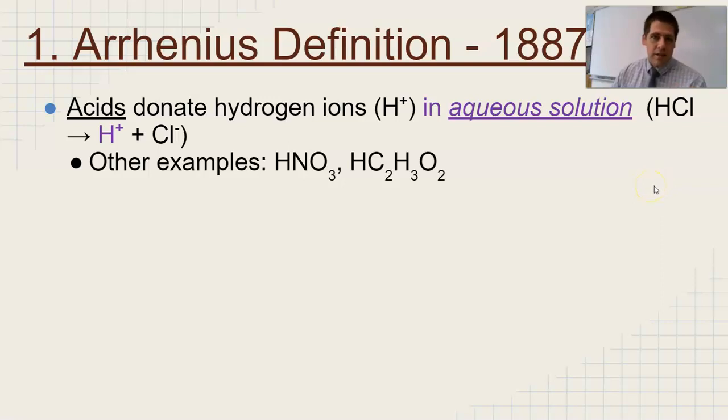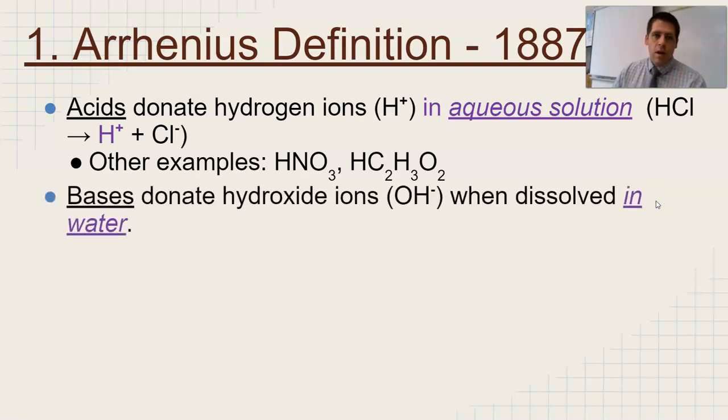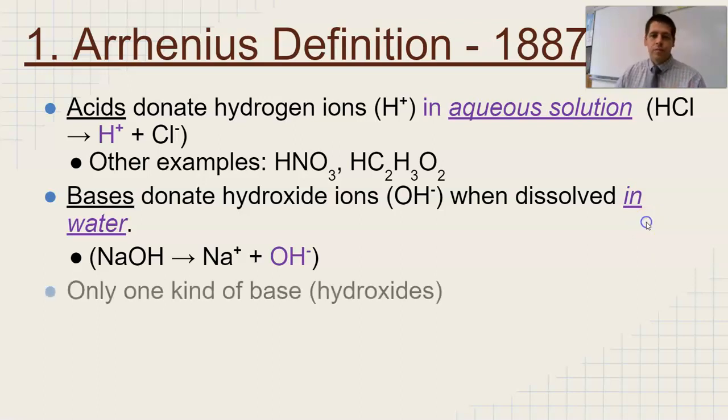C2H3O2 minus is the acetate ion. That's actually the acid that's in vinegar, so we see that a lot too. Bases, according to Arrhenius, donate hydroxide ions, and so anything that has a hydroxide is going to be an Arrhenius base. So sodium hydroxide, lithium hydroxide, calcium hydroxide, etc. This makes it so there's only one type of base. You can only have hydroxides as bases.